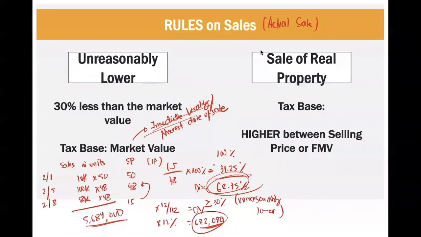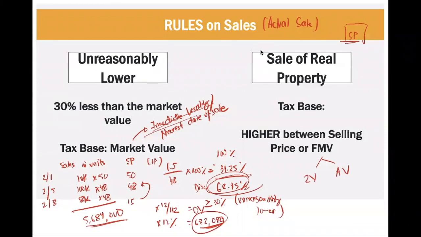If it's equal to or greater than 30%, it is considered unreasonably lower. Next, sale of real property. In your sale of real property, the tax base is the higher between the selling price or fair market value. So normally, if that is an actual sale, whatever is the sales price, that is the tax base. However, another rule on your sales, if what you have sold is a real property, your tax base is the higher between the selling price and the fair market value. Question: what is again your fair market value? Your fair market value is your zonal value or your assessed value.